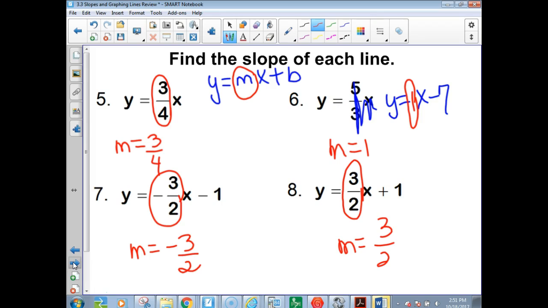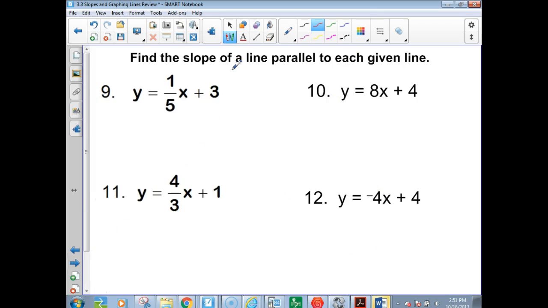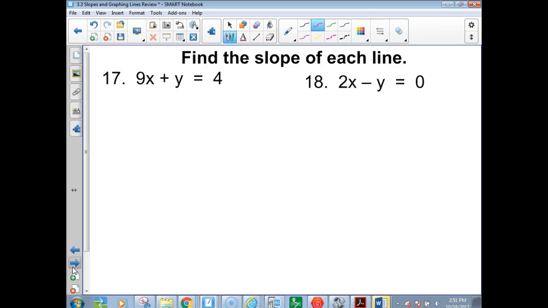Okay, next. Find the slope of a line. Wait, this is not... no, that's not the same thing. There you go. Okay. Find the slope of each line. Those questions I've moved to somewhere else.